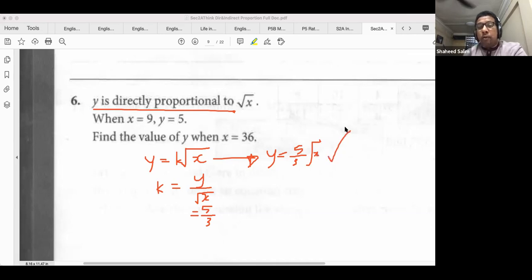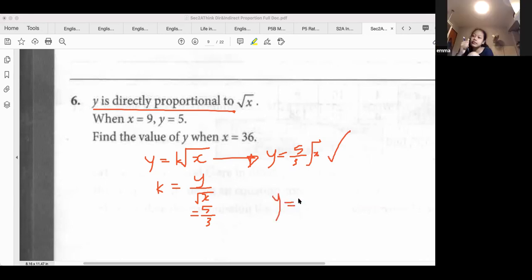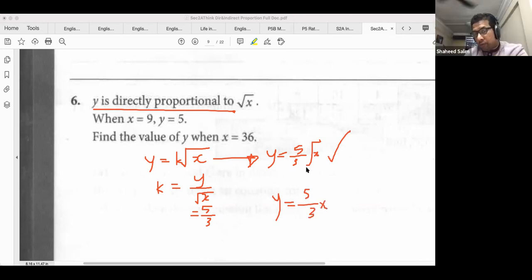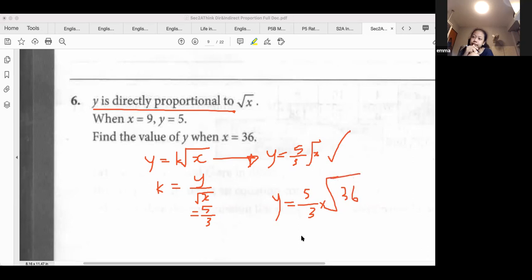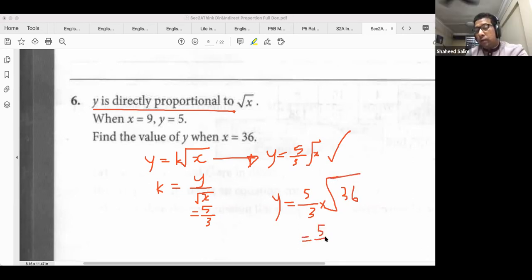Okay, you already have this, although they didn't ask you, you need this in order to find Y. So let us see now. You take 5/3 times the square root of 36. When you have it like that, it means times. Square root of 36 is 6, right? Then we cancel out, we get 1, 2, 5 times 2, 10.